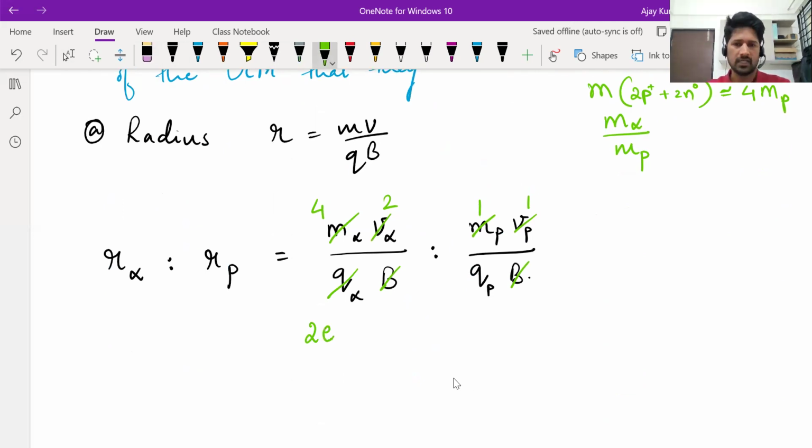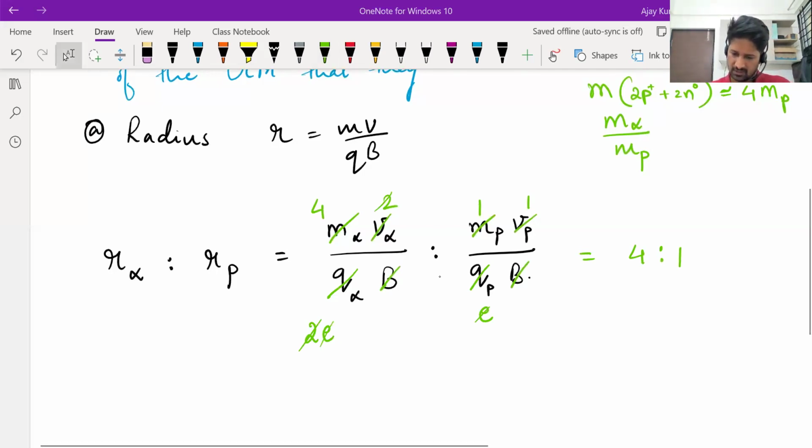The magnitude of charge on a proton is same as the magnitude of charge on an electron. We denote it by the symbol e. And the charge of a proton is 1e. Right. e can be cancelled. This 2 can be cancelled. The answer for ratio of radius will be 4:1.